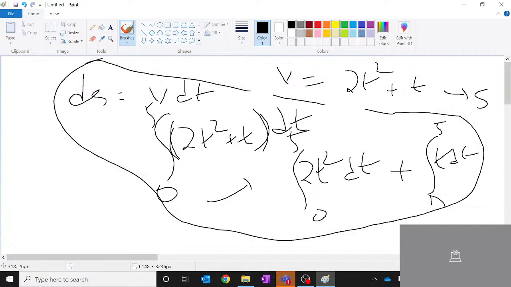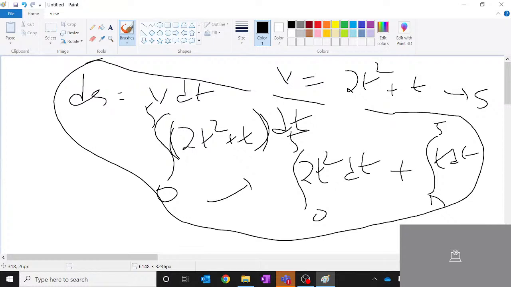So this is how you find the displacement. If you differentiate displacement s, you get velocity. If you integrate velocity, you get displacement. Both of them are interchangeable.